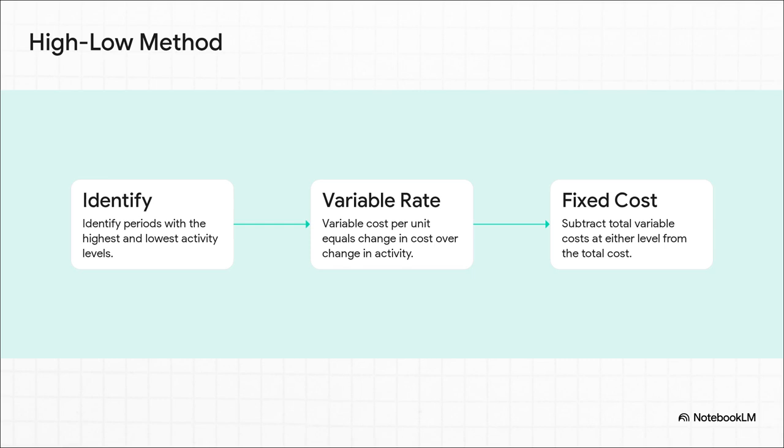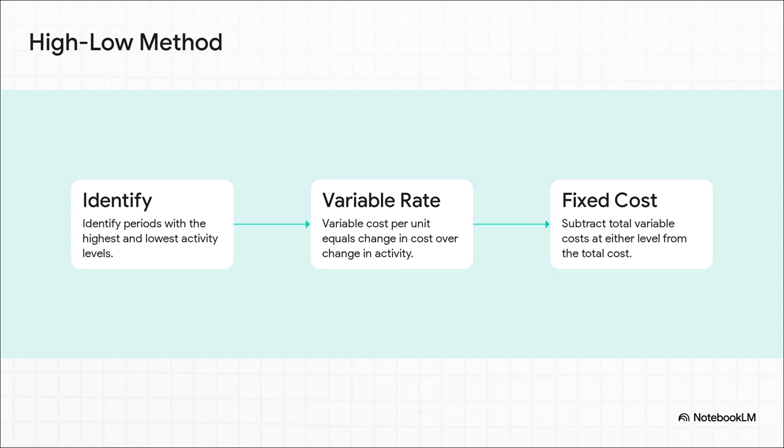First up, mastering the high-low method to segregate mixed costs. Step 1, identify the high and low periods. And here is a massive exam hack. Always remember to pick your high and low points based on the activity level, never the cost amount. I'll say it again, look at the volume data first.